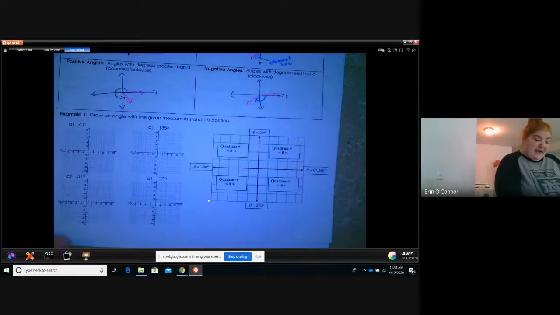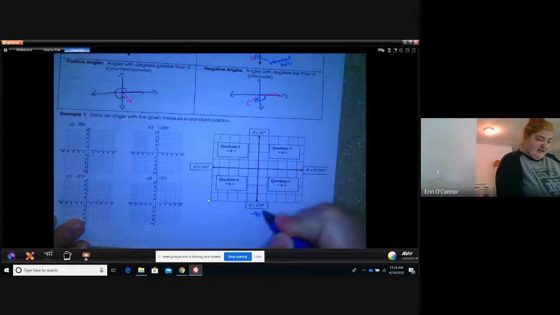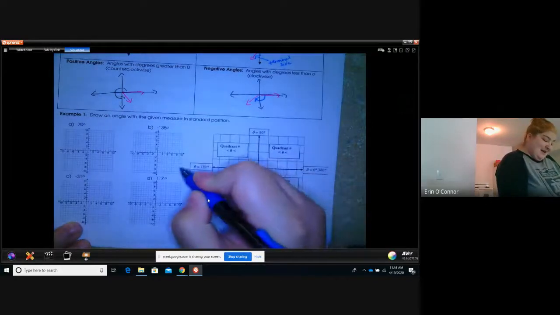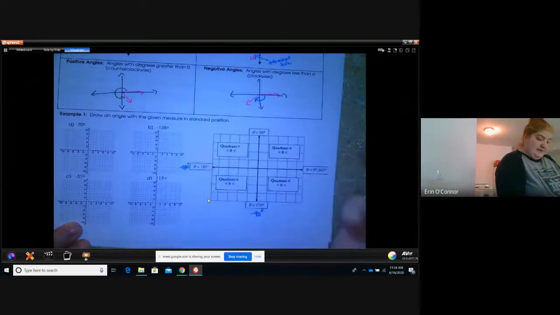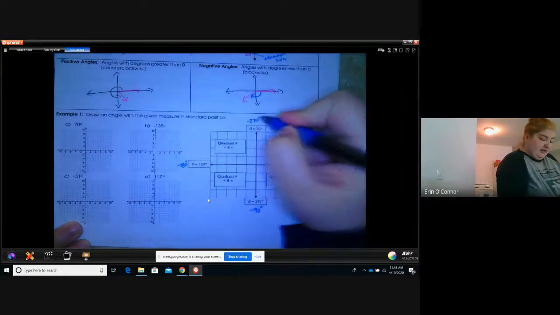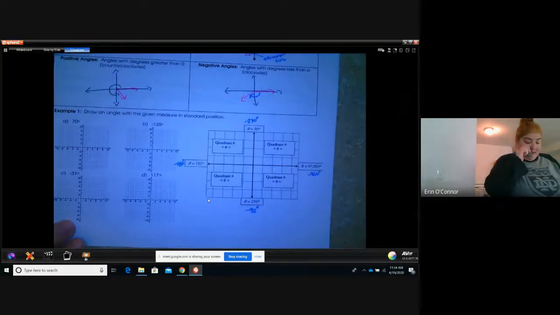Now, if I were to go backwards, this would be 0. This right here would be negative 90 degrees. If I were to keep going, this would be negative 180 degrees. This would be negative 270 degrees. And then this would be negative 360 degrees.